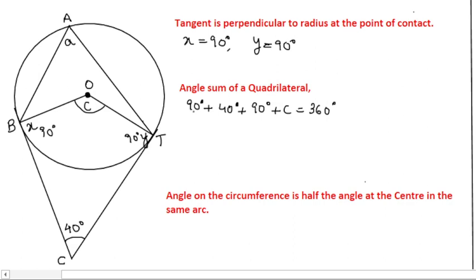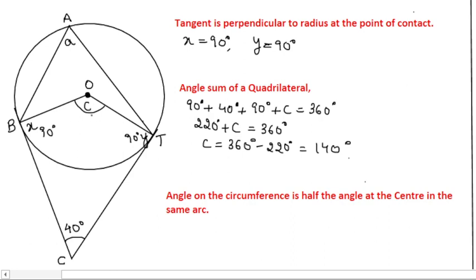I add them. I get 90 plus 90, 180. 180 plus 40 is 220. So 220 degrees plus C is 360. In order for me to find C, I need to transpose 220 to that side of the equation, which leads to reversing the sign of 220. 220 is positive here. When shifted that side, it becomes negative. So I end up with C equals 360 minus 220. So when I subtract, I get 140 degrees. So my angle C is 140. I have got angle C.